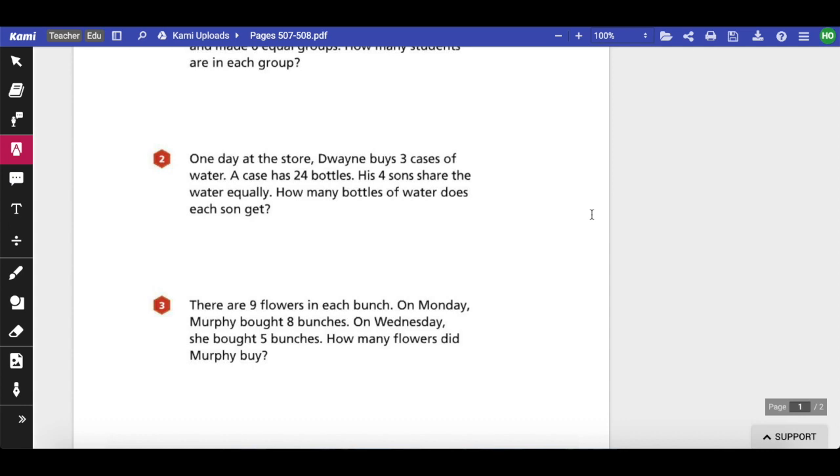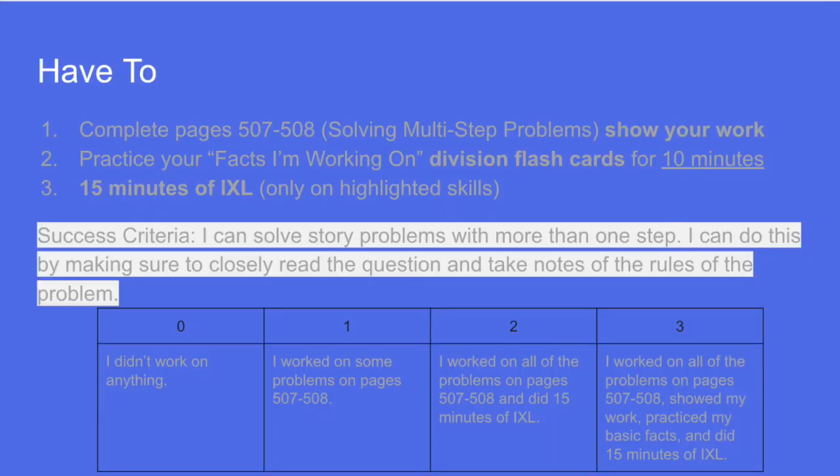Now let's take a look at your have-to slide for today. For today, you need to complete pages 507 to 508, solving multi-step problems, and show your work. Then you need to practice your facts by working on division flashcards for 10 minutes, and then do 15 minutes of IXL only on the highlighted skills.